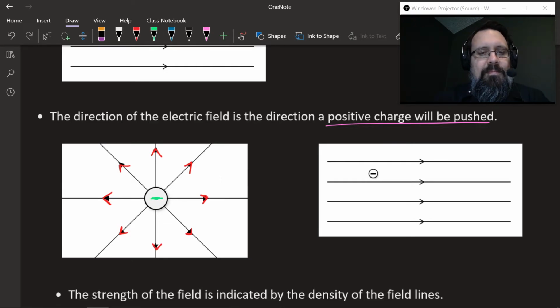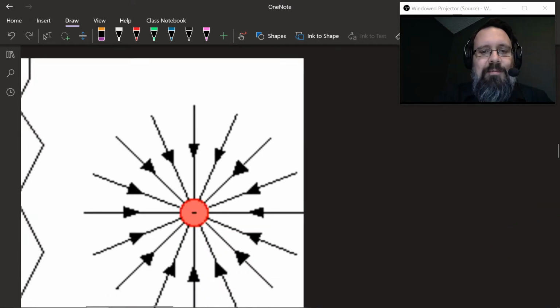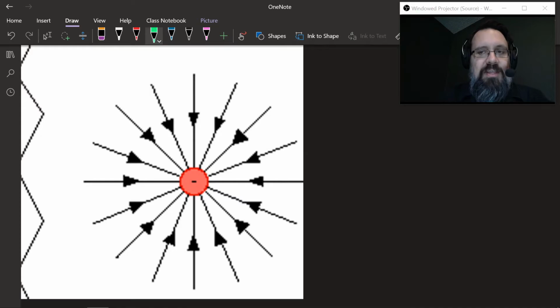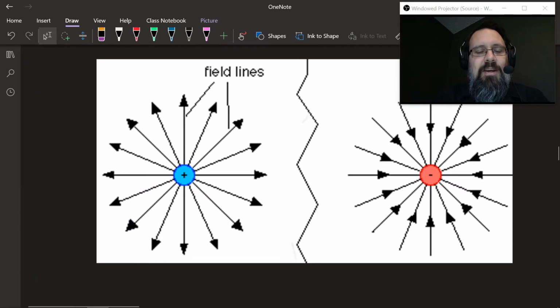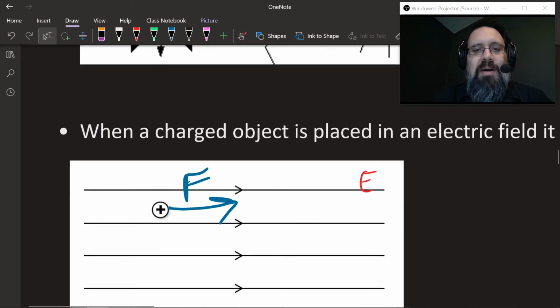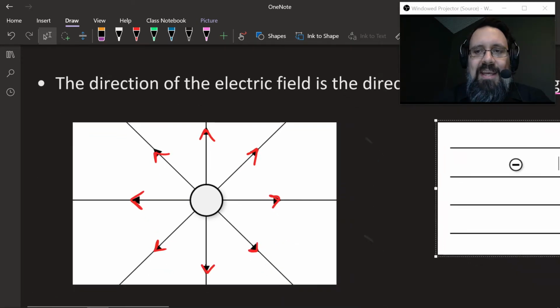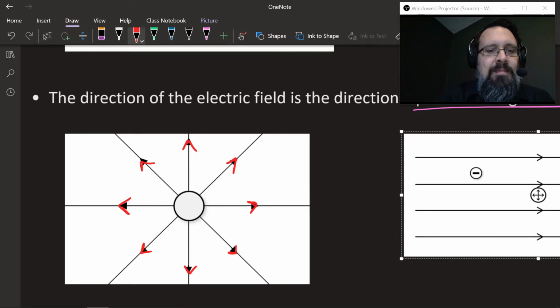The direction of the positive charge would be towards it. Yep, so the field would just turn around. And I don't need to draw that because I have the picture of that up here. So you can see with the negative charge, the field was pointing towards it. With a positive charge, the field is pointing away from it. So the direction of the electric field is the direction a positive charge is going to be pushed. And that's by convention. That's how we decide to do it.